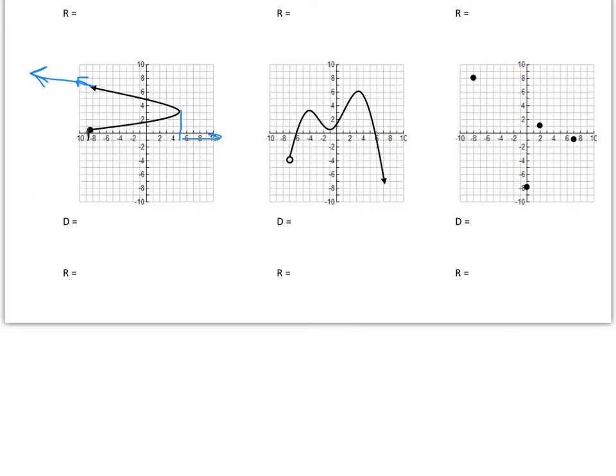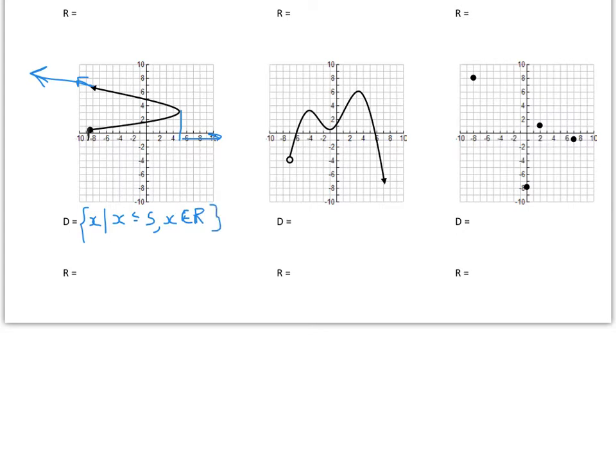So my domain would be the set of x such that my x values are less than or equal to 5, and I'm including every single x value before 5, not after 5. So x is an element of the real number system.